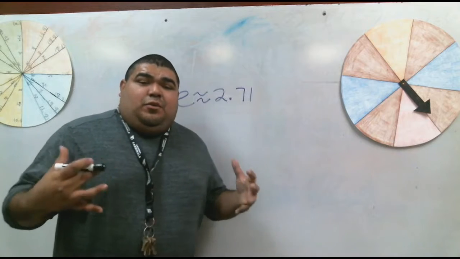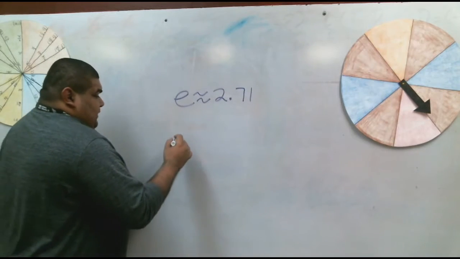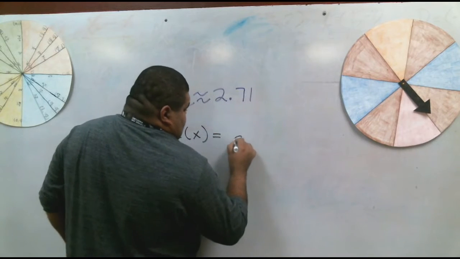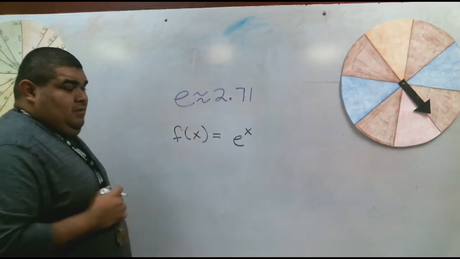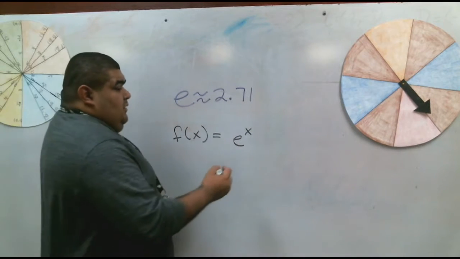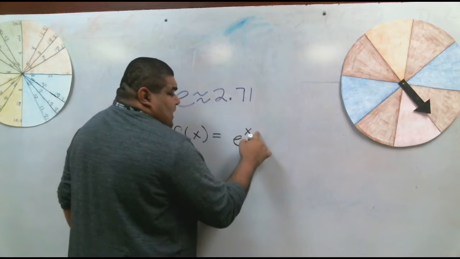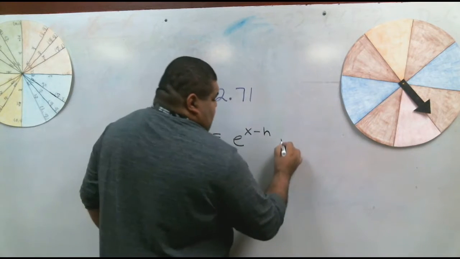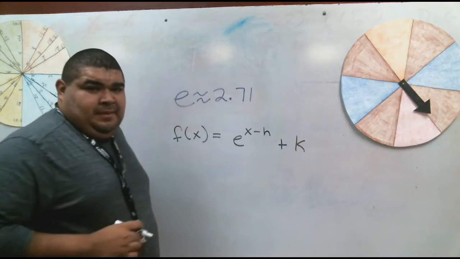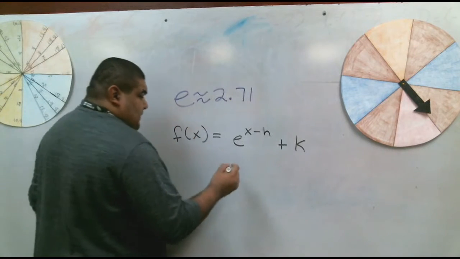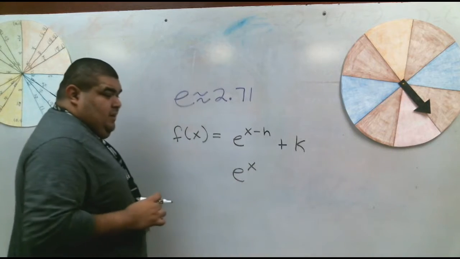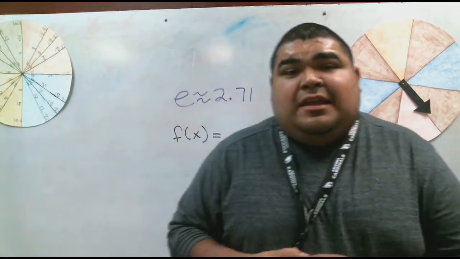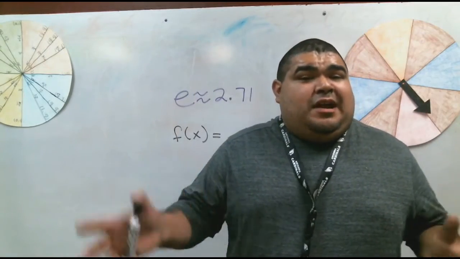The base of your equation is f of x equals e to the x. We sometimes might have an h, plus k. But the very basic equation itself is e to the x.